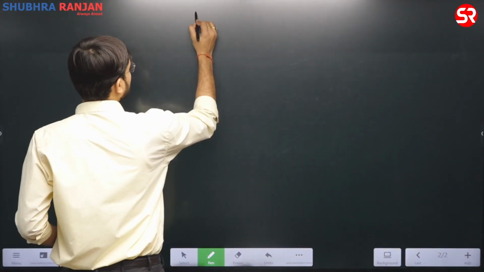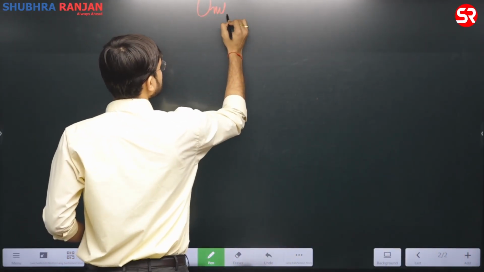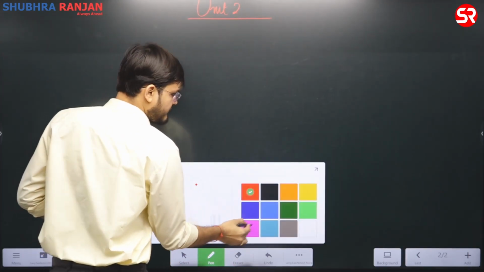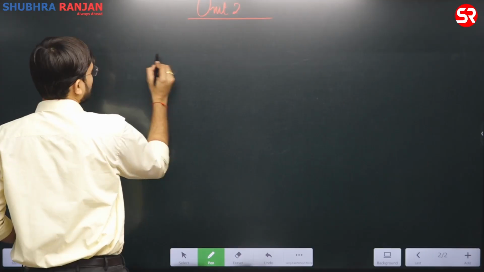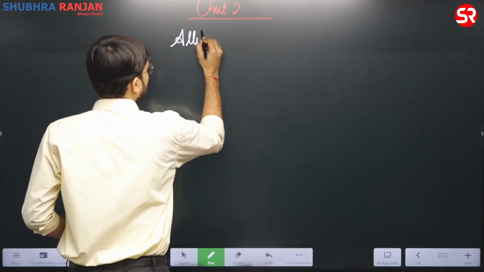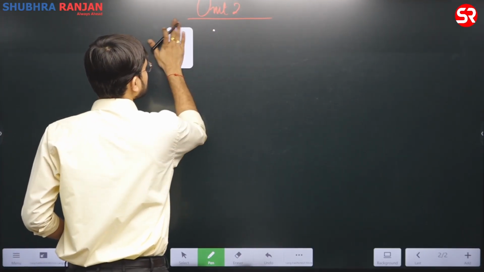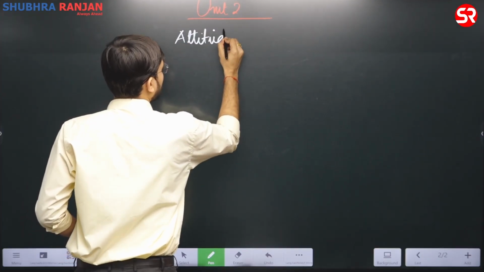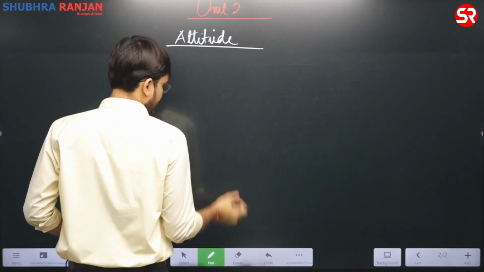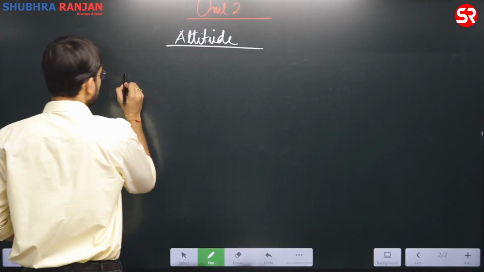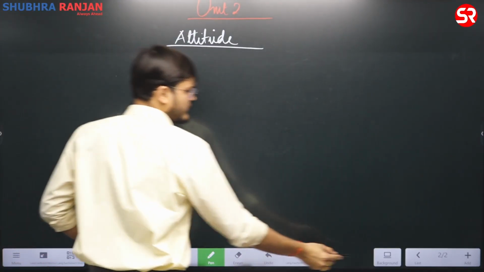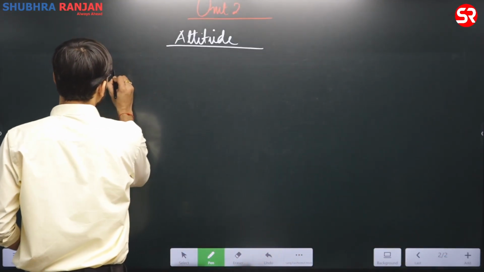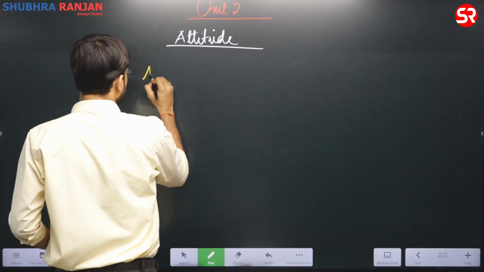Now, if you see unit number 2, unit number 2 is what? That is attitude. Here questions are being asked from various aspects. Now here we have already seen 7 themes, and questions will be asked. First they will be asking about attitude functions.